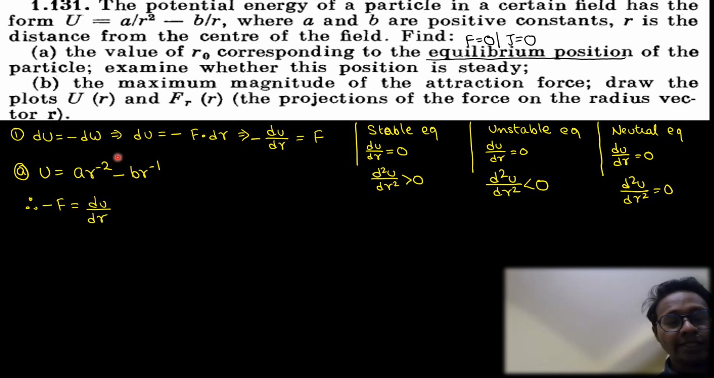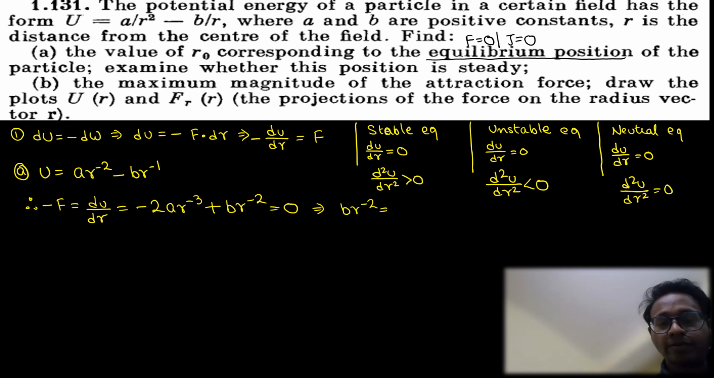I differentiate this entire term with respect to r, so I get minus 2a r to the power minus 3 plus b r to the power minus 2 is equal to 0. For equilibrium, the force should be equal to 0. So from this equation I can easily find the value of r. See, b r to the power minus 2 is equal to 2a r to the power minus 3. I have taken this term to the right hand side.